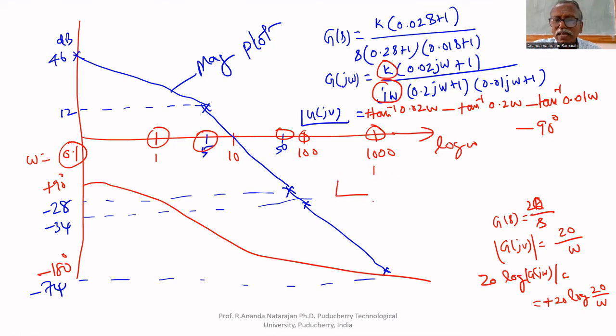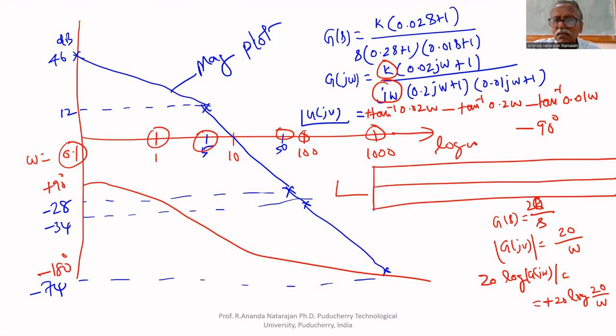You form a table like this. This is omega, angle of G of j omega. 0.1 we have to find. Then we have to find for 5. Then you have to find for 50, 100, 1000. And omega equal to 1 also you have to find. So I forgot. So omega equal to 1. This is omega equal to 0.1. 0.1, 1, 5, 50, 100, 1000. You substitute, find the angles.